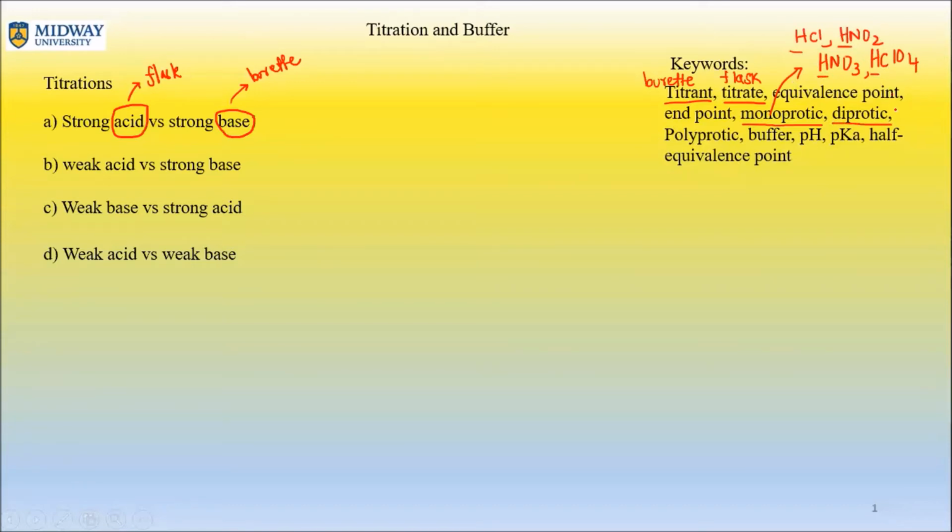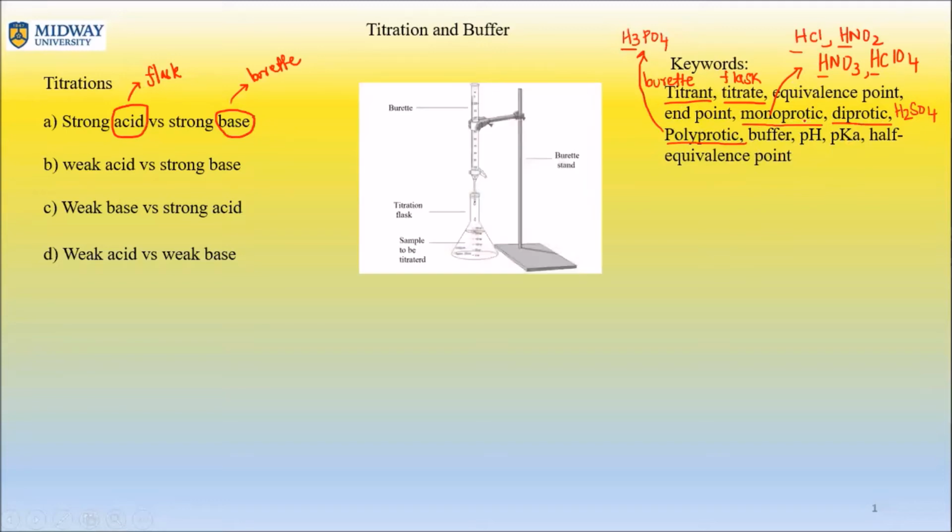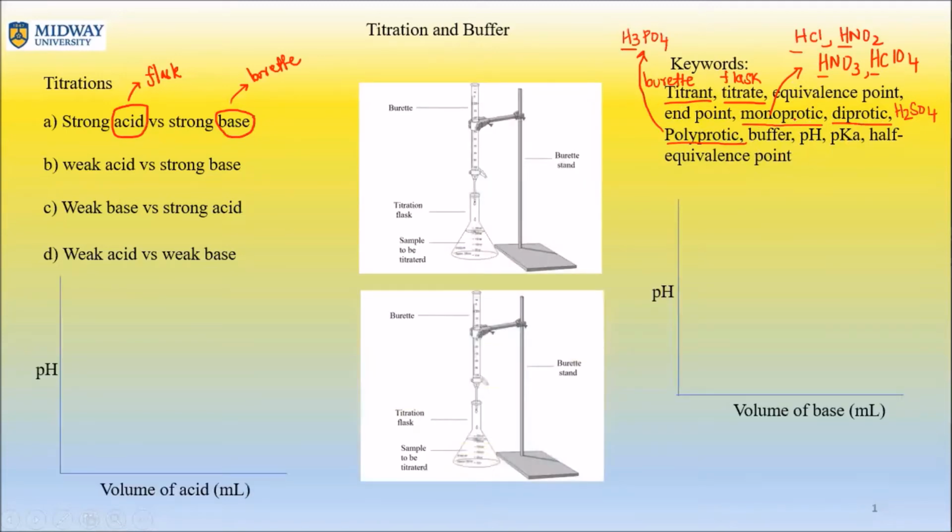Diprotic refers to H2SO4, one of the common ones, because it contains two hydrogens. Polyprotic, I'm going to write that over here, refers to H3PO4, phosphoric acid. It's found in a lot of your food as a preservative. It's also found in your soda, etc. Acids containing three or more hydrogens fall under the category of polyprotic, okay? Now, I got this figure here. I'm going to put them all together, okay?